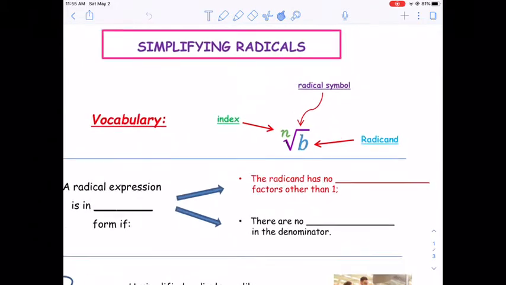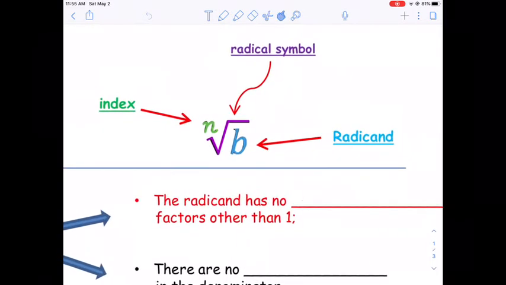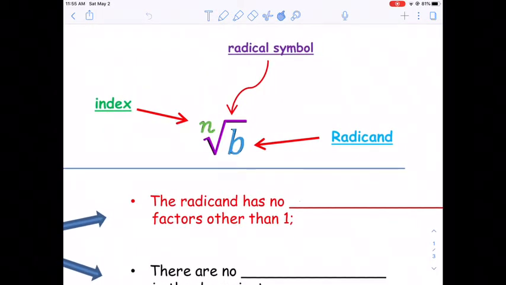Anytime you have radicals, you have a radical symbol. That's the part in the purple. Some of my students like to call it a little house. There's also a radicand. The radicand is the part in the house or under the symbol. The blue B is the radicand in this expression.